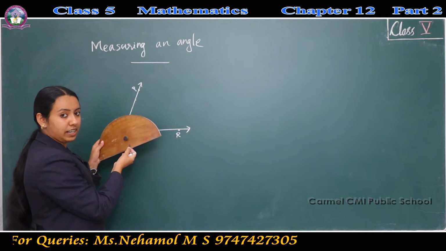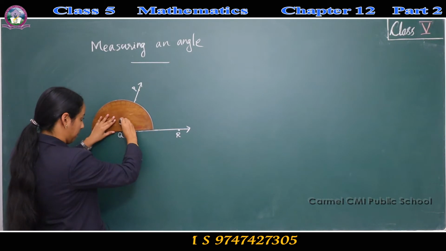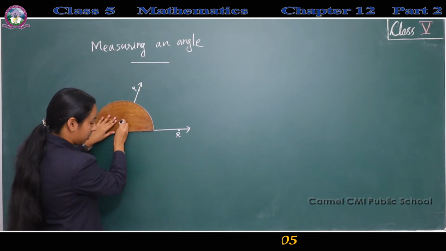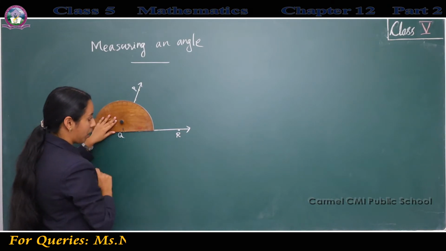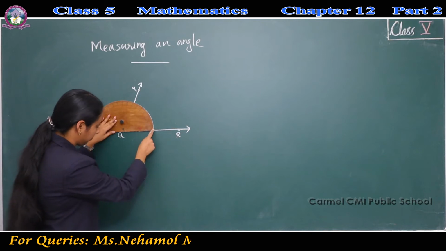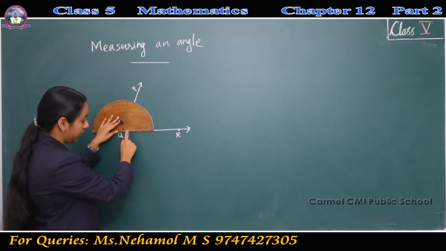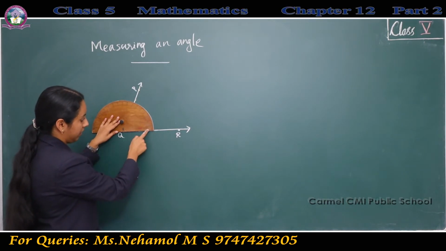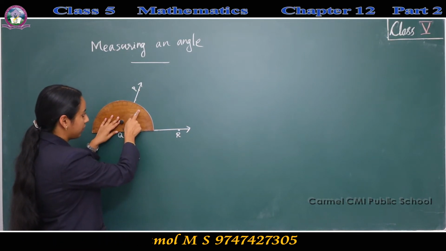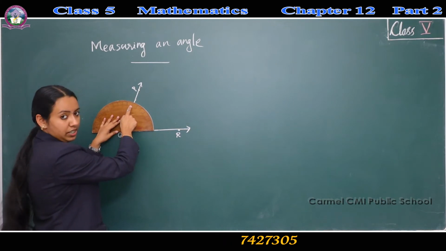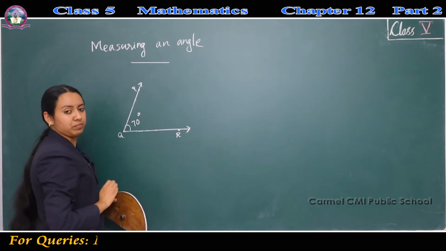First place the center of the protractor at the vertex of the angle. Then adjust the protractor so that the baseline of the protractor coincides with this arm of the angle. Then follow the scale which has 0 degree on the baseline. 0, 10, 20, 30, 40, 50, 60, 70. So this angle is 70 degree.